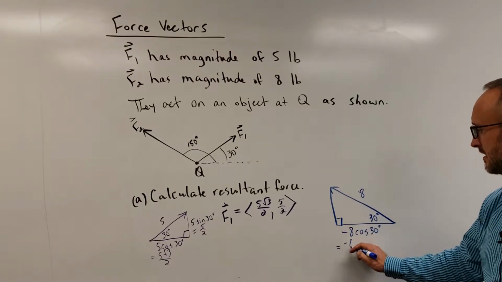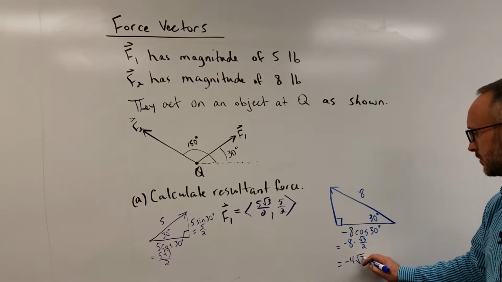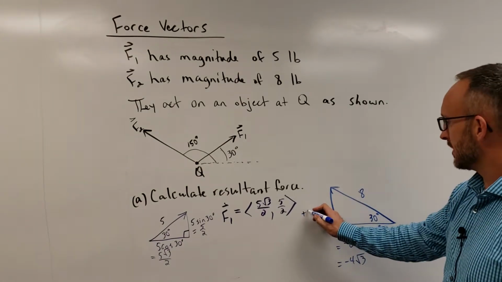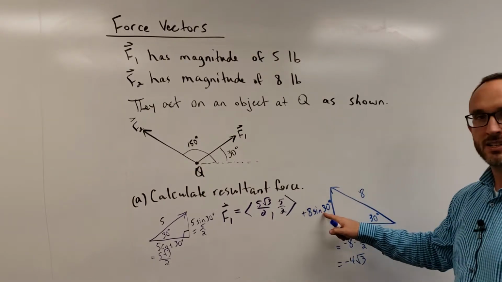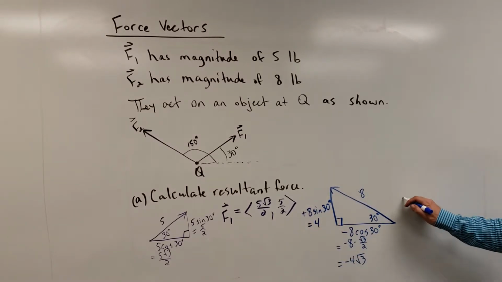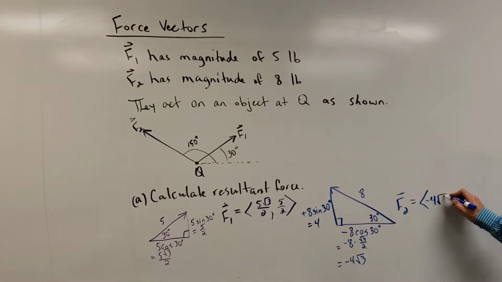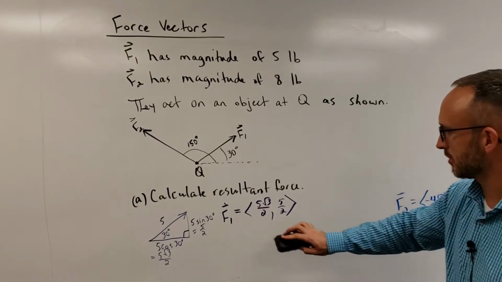So you've got negative 8 times the square root of 3 over 2, which is just negative 4 square roots of 3. The vertical component is up, so it's positive, and it's going to be the hypotenuse 8 times the sine of 30 degrees. The sine of 30 degrees is a half. 8 times a half is 4. All right? So now we know vector F sub 2 is negative 4 square roots of 3, comma, vertical component 4.